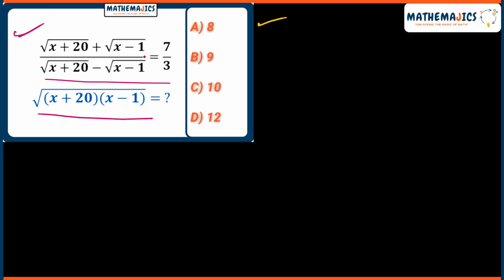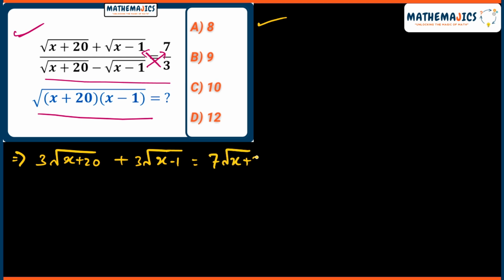We will be starting with cross multiplication. Okay, so let's cross multiply and solve this. If we cross multiply, we will get 3 under root x plus 20 plus 3 under root x minus 1 is equal to 7 under root x plus 20 minus 7 under root x minus 1.